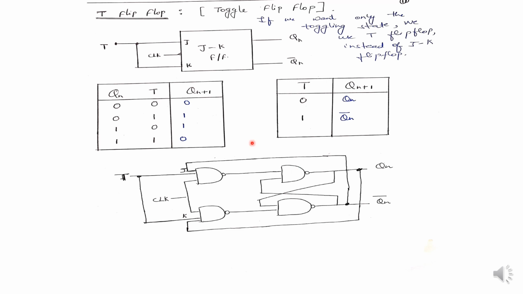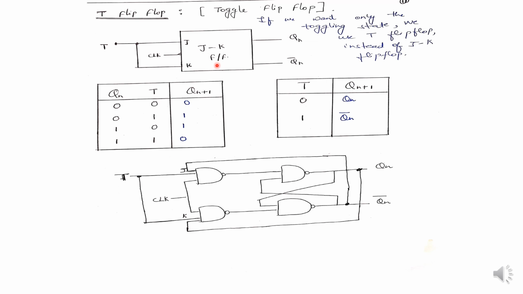Okay, hello everyone. Now that's the fourth flip-flop, that is a T flip-flop. T flip-flop is also known as toggle flip-flop. Now, why is it named so?